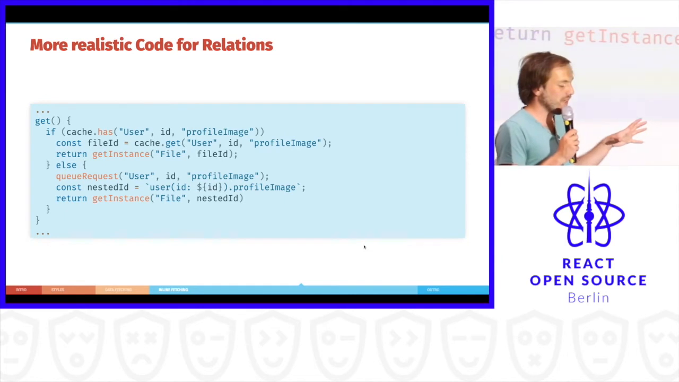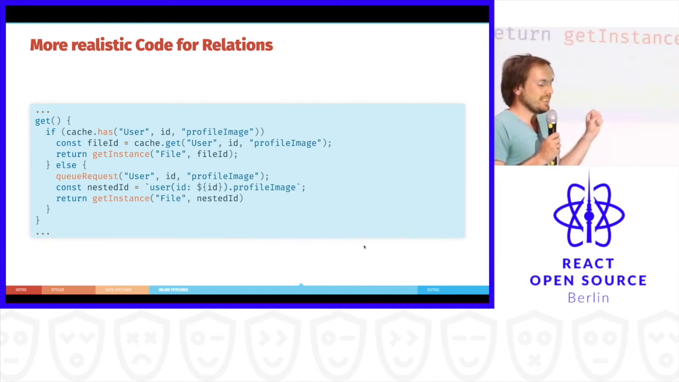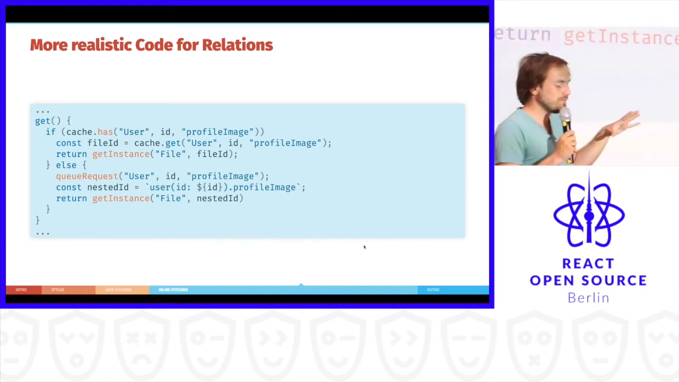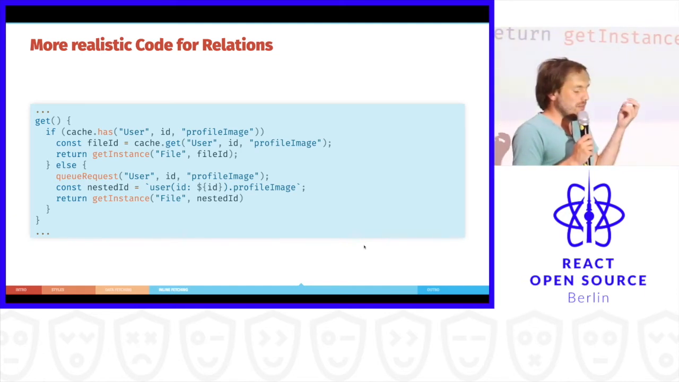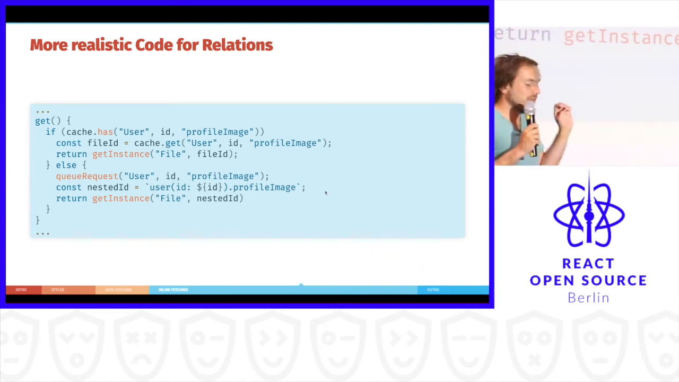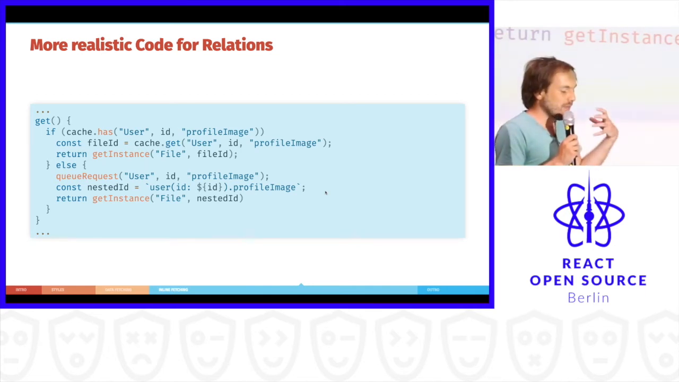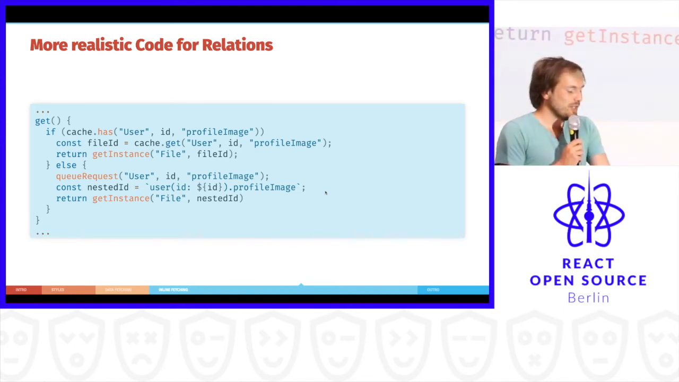In that case, again, if it's there, it's fine. We just return this magic instance of type file. If it isn't there, we queue a request asking our server, OK, please load a user with the following ID and load its profile image. In the meantime, we create a nested ID. You can see it here, which has a GraphQL-like shape, where we say, OK, you can get information for the file ID by going to the user, checking the profile image, and getting the ID out of there. And in the meantime, our magic instance works with that type of ID, which is really helpful for nesting, as you'll be able to see later on.